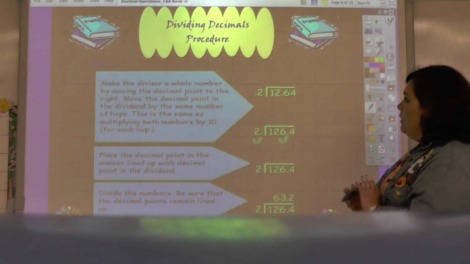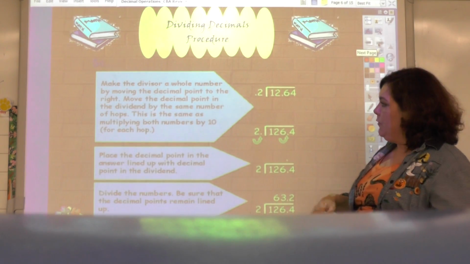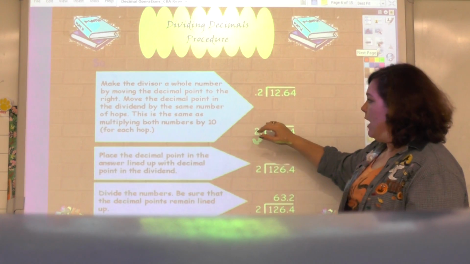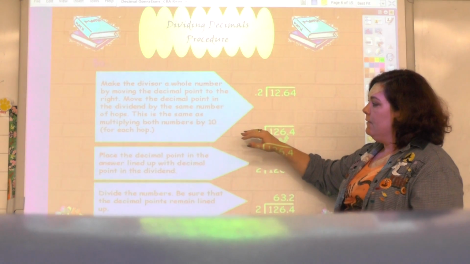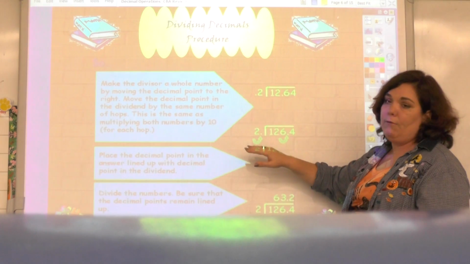So when you're actually dividing decimals, it says make the divisor a whole number by moving the decimal point to the right. And move the decimal point in the dividend the same number of hops. This is the same as multiplying numbers by 10 for each hop.